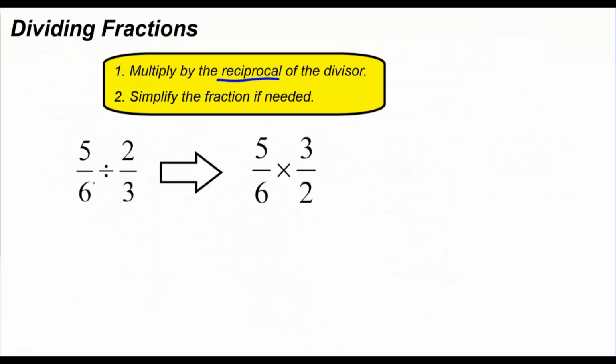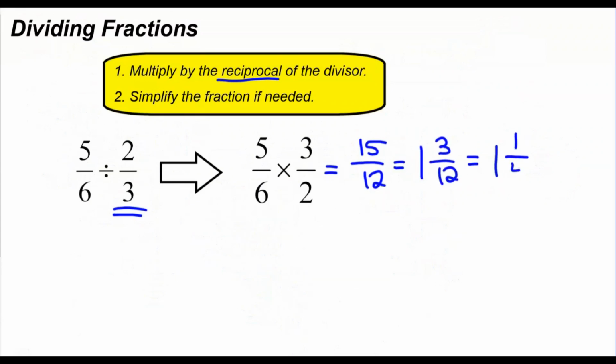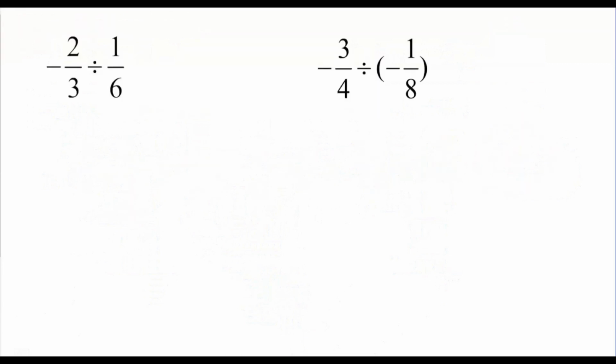So here's an example of 5/6 divided by 2/3. This is the divisor. 2/3 is our divisor. So we are going to find the reciprocal of 2/3, which would be 3/2. We're just going to flip that fraction over, and it becomes 5/6 times 3/2, which is 15/12, which is 1 3/12, which simplifies to 1 1/4, and we are done. So multiplying by the reciprocal of the divisor.